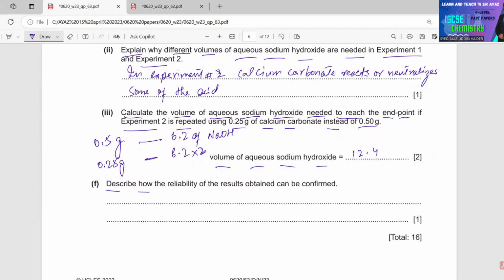F, describe how the reliability of the results obtained can be confirmed. You can repeat the experiment and compare the results.